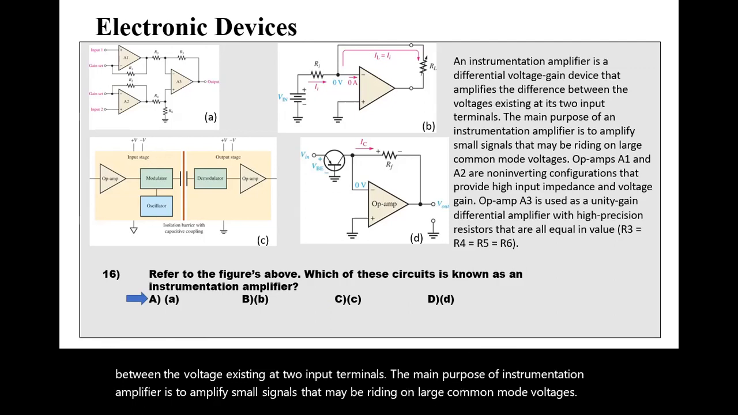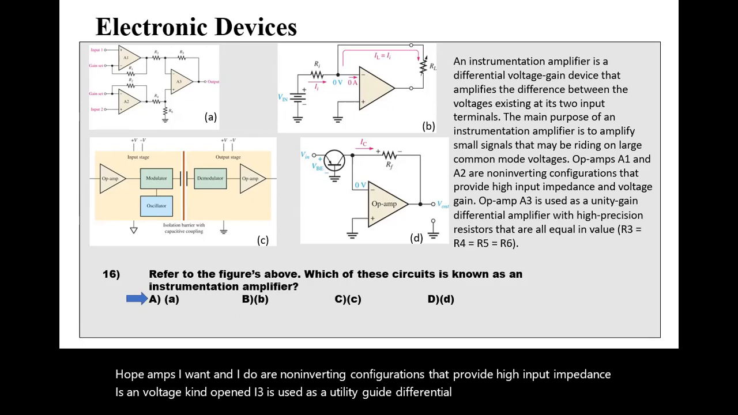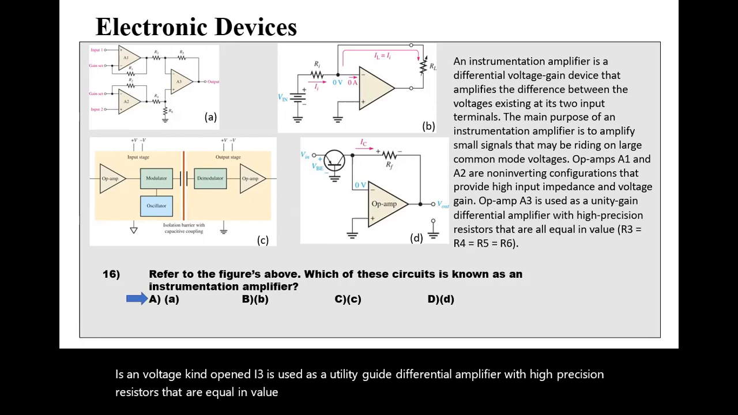Op-amps A1 and A2 are non-inverting configurations that provide high input impedances and voltage gain. Op-amp A3 is used as a unity gain differential amplifier with high precision resistors that are equal in value. In other words, R3 is equal to R4 is equal to R5 is equal to R6.